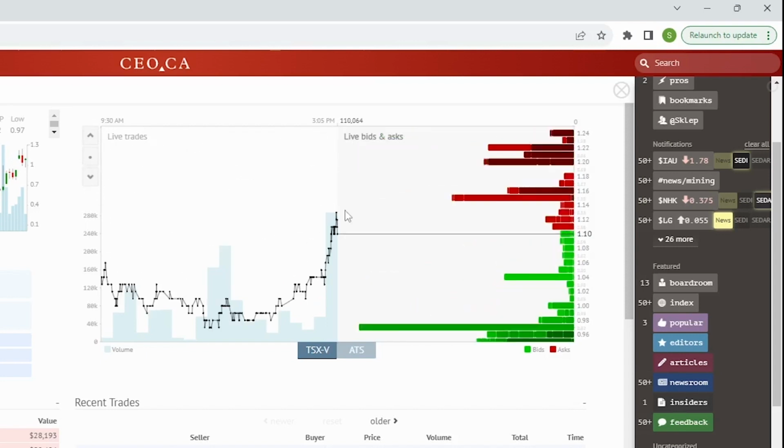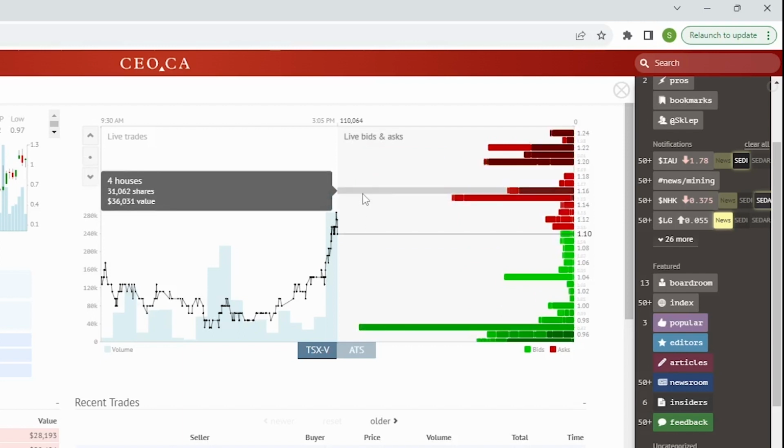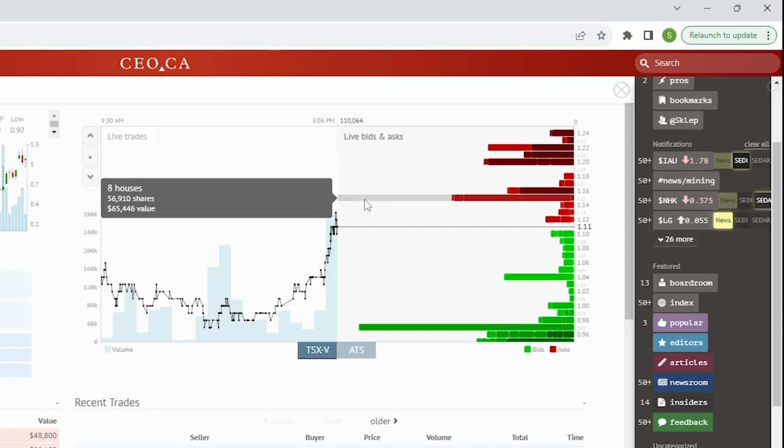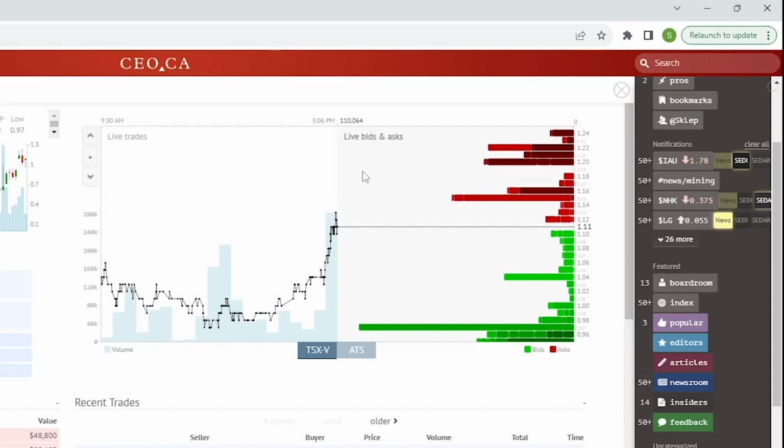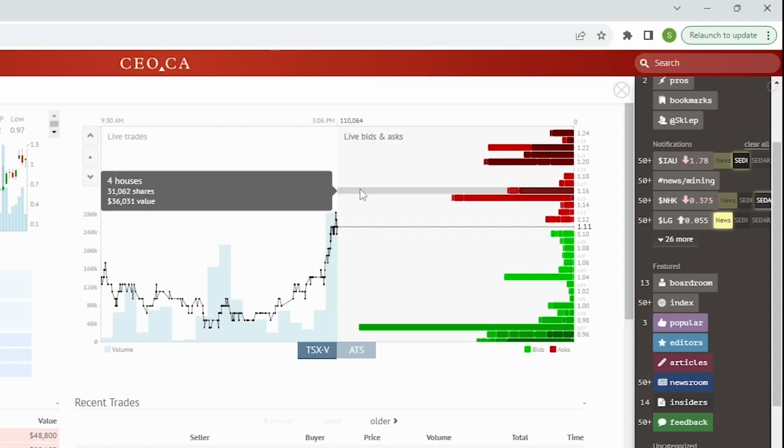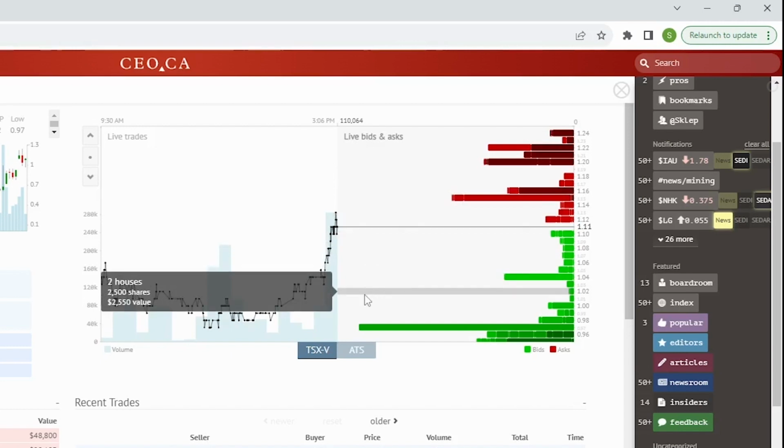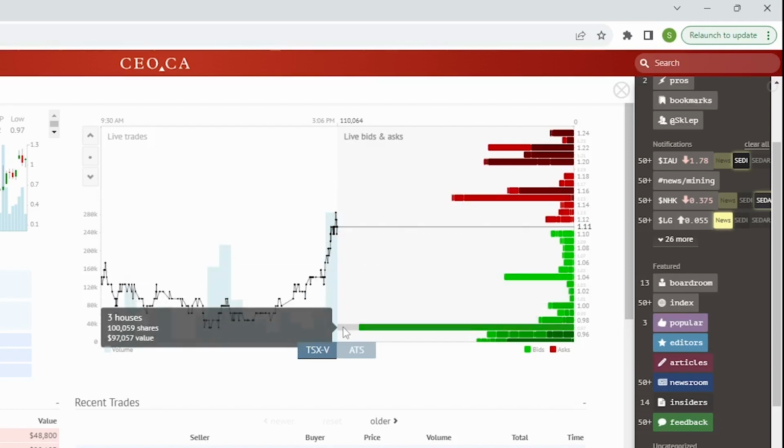Now, if you hover your mouse over a particular price point, so for this example, let's hover over 1.16, you can see more details here where it shows you that 4 houses are wanting to sell this share. So that's 31,000 shares at $36,000. And this happens at every share price, so you can have a quick aggregate and see exactly what's happening. The same is true for buying. So if you hover over buying, this is a massive buy order, 100,000 shares at $97,000.